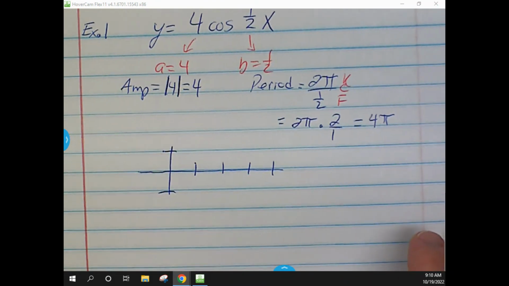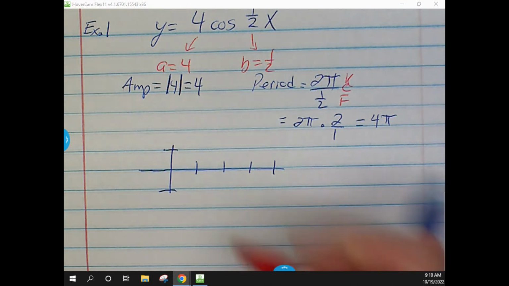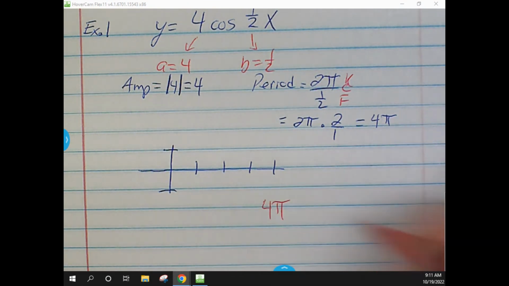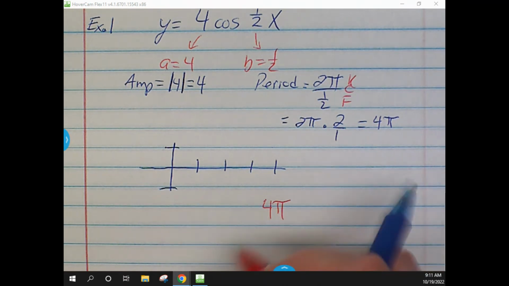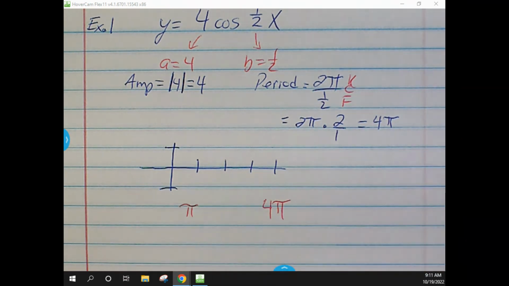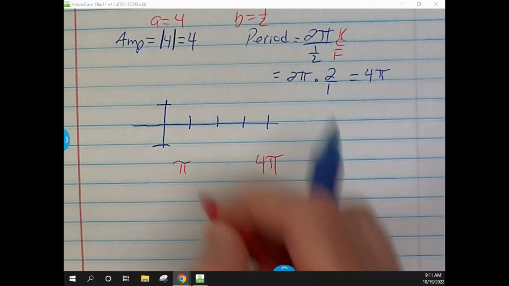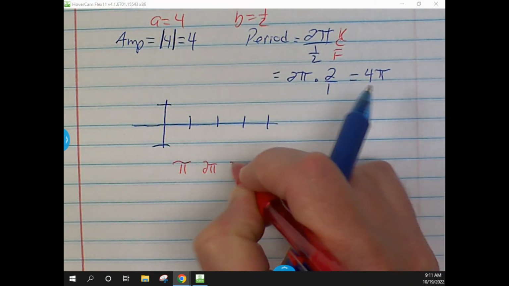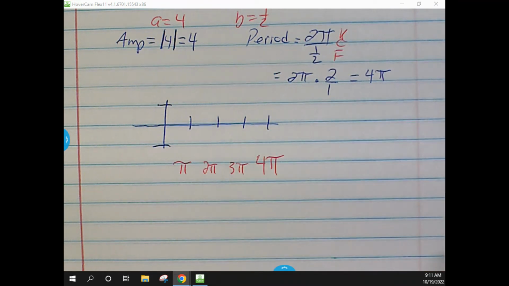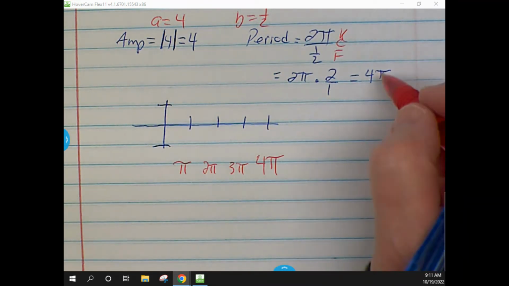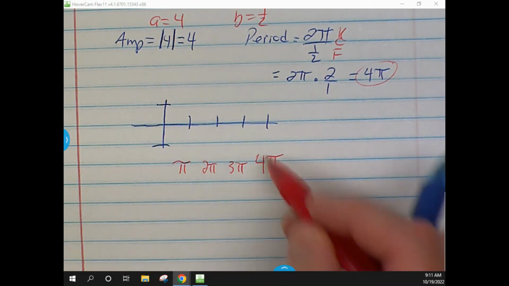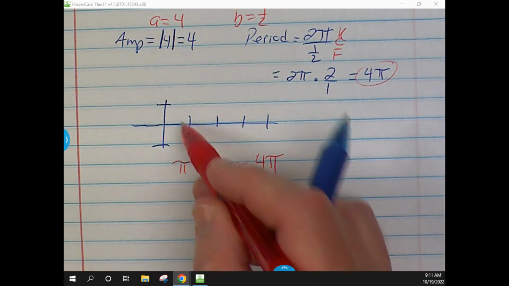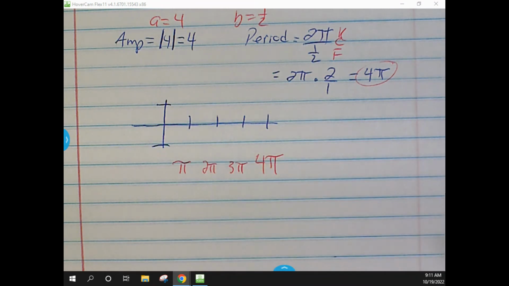Okay, the good thing with this one is the period is 4 pi. So that's going to put us at the ending of it right here. If you take 4 pi and divide it by 4, that means the first number is going to be 1 pi, or just pi. Then we've got 2 pi, then 3 pi. So that works out pretty nicely, because when your period is 4 pi, that's where we're going to end for the one cycle. So it's 1, 2, 3, 4 pi.